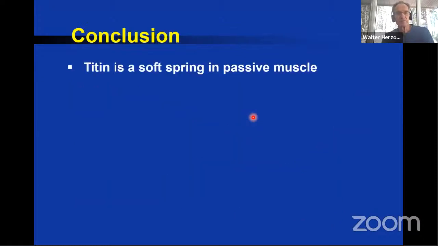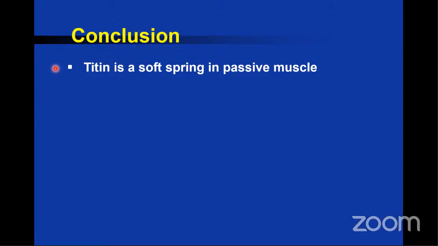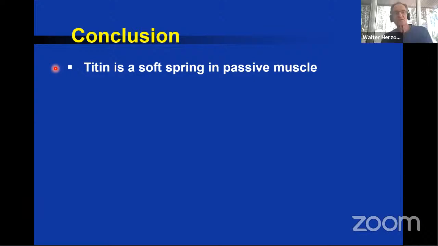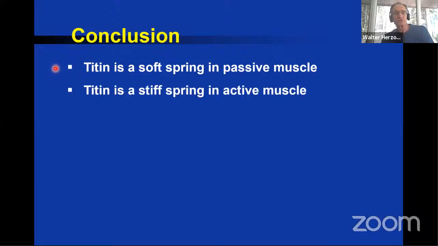particular hypothesis. So in conclusion, and coming towards the end of my talk here, I wanted to emphasize that we think that Titin is a soft spring in passive muscle, and that's why you can move muscles very easily through the range of motion. It would not be good if Titin was stiff, or if you had spastic muscles that don't allow you to move really freely through the joint range of motion.